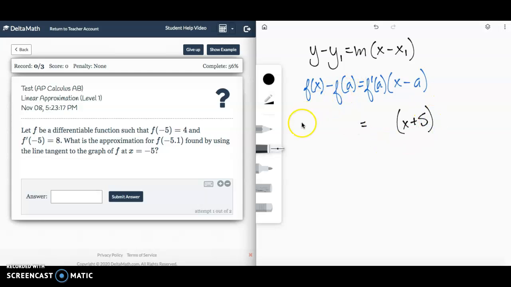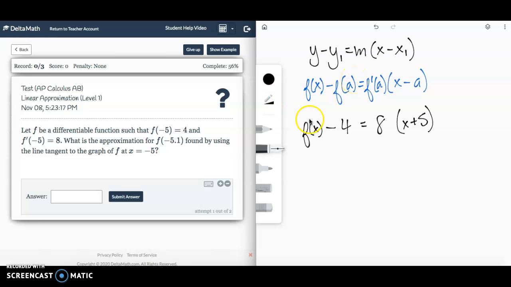But then that means that your f of a is going to be when I plug negative 5 into my original function, just like normal. So f of a would be 4. And then f of x is still f of x, right? Same thing. x was x, y was y, that's fine. And then f prime of a is the slope of your tangent line or your derivative. So f prime of negative 5 is 8. So basically you get the exact same thing. It's just instead of calling it x1, y1, and m, they called it a value, f of that value, and then f prime of that value.